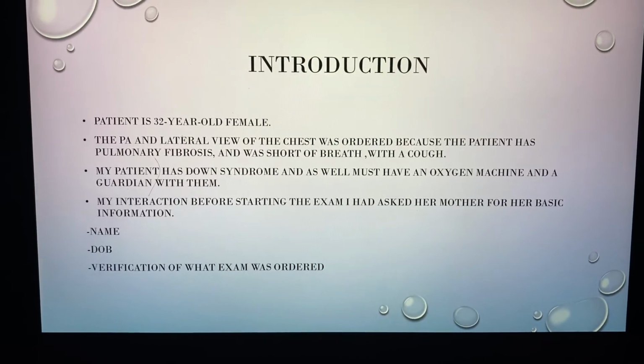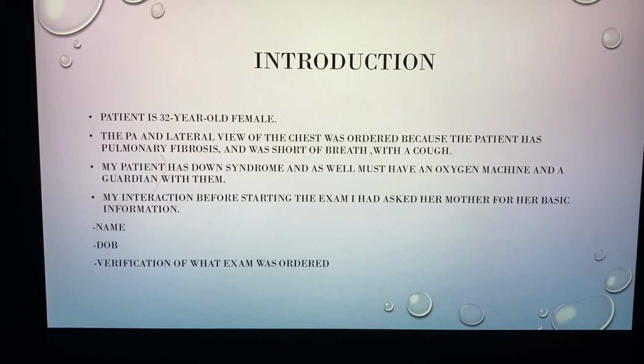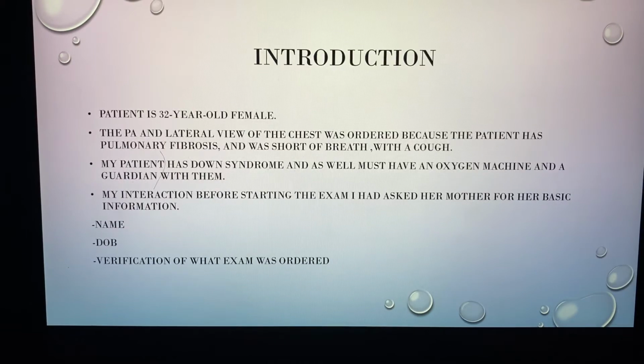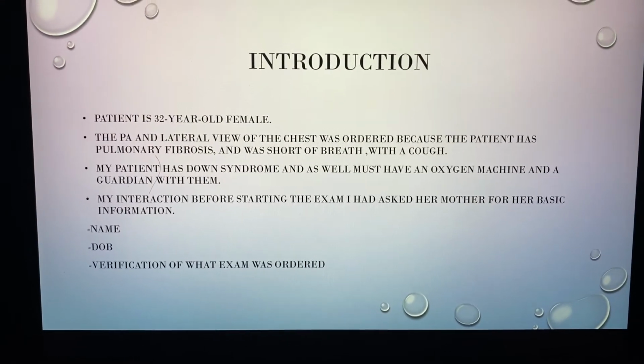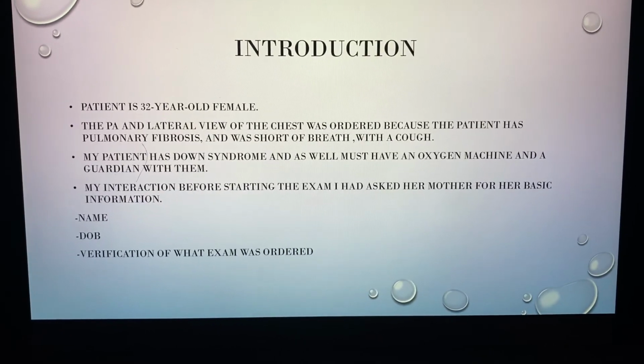So my patient was a 32-year-old female. There was a PA and a lateral view of the chest that was ordered. The patient had shortness of breath with a cough. The patient had Down syndrome and also had an oxygen machine with them and a guardian.